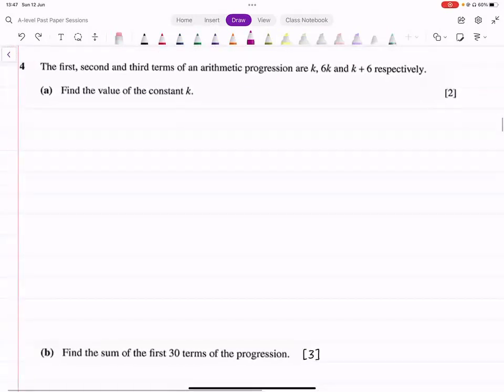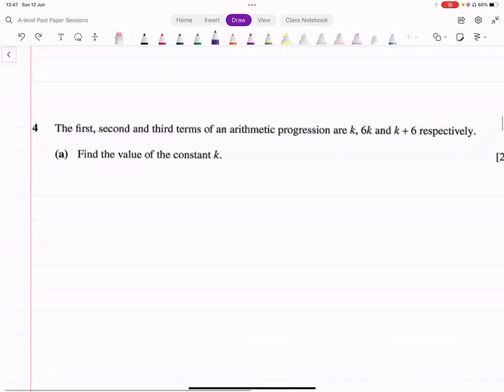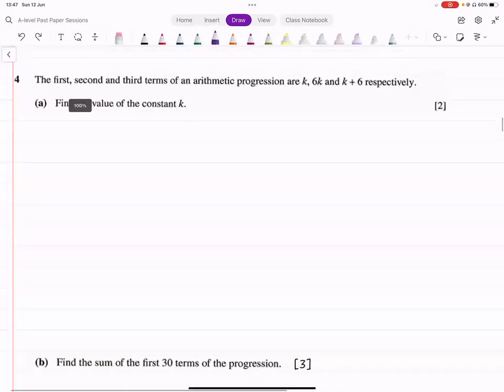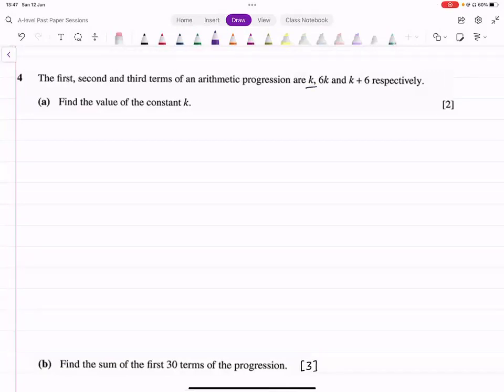Okay, so now it's again an AP-GP question, but now we've got an arithmetic progression. In an earlier question, we had GP, but now we've got an AP. So it says the first, second, and third terms of an AP are k, 6k, and k plus 6. We need to find the value of the constant k.